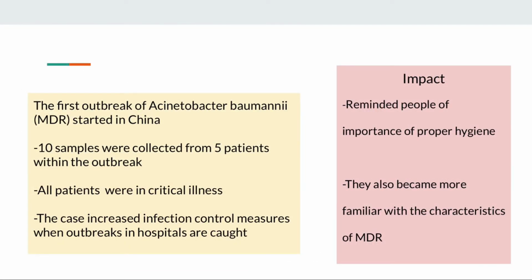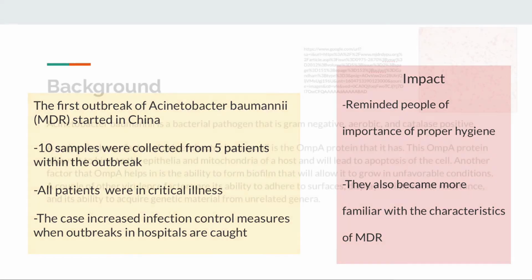The first case of Acinetobacter was spotted in a hospital within China. Each patient was already critically ill, with an endotracheal intubation and an endotracheal aspiration. The major impacts of this outbreak reminded healthcare professionals of proper hand hygiene and PPE use. This pushed them to learn more about transmission, environmental cleaning, and equipment reprocessing, forcing them to become more familiar with the characteristics of Acinetobacter, which made them more aware of the symptoms and able to catch it.